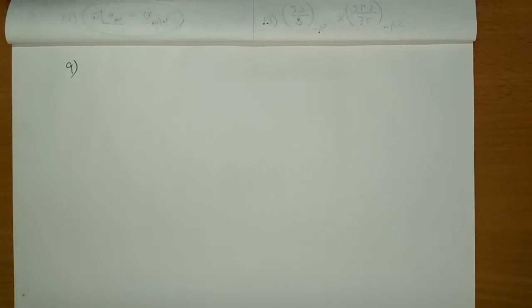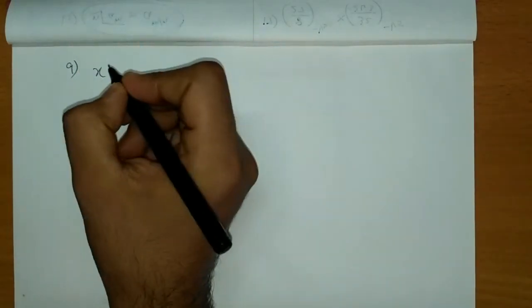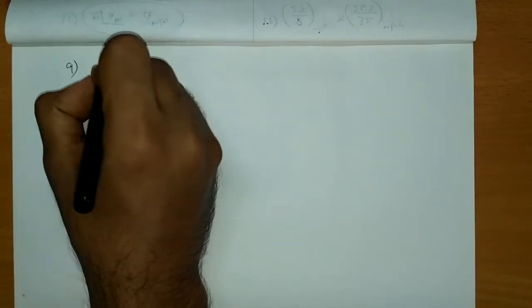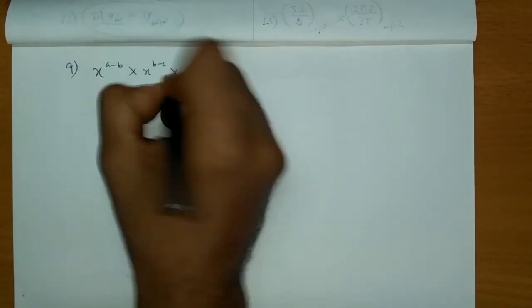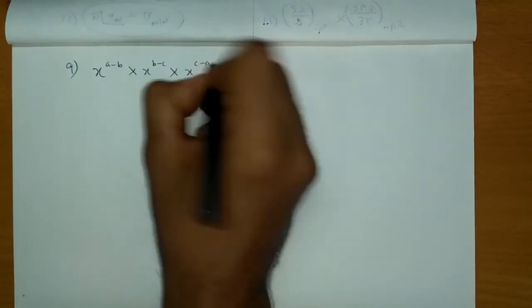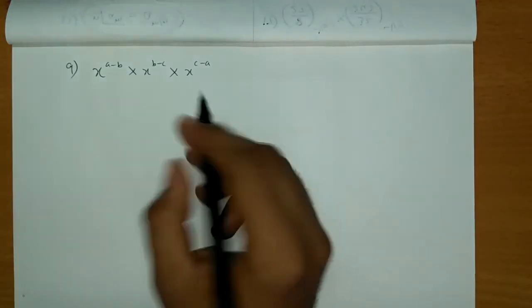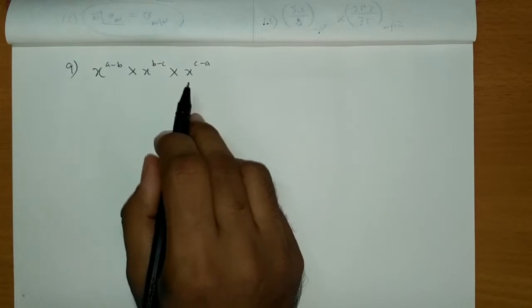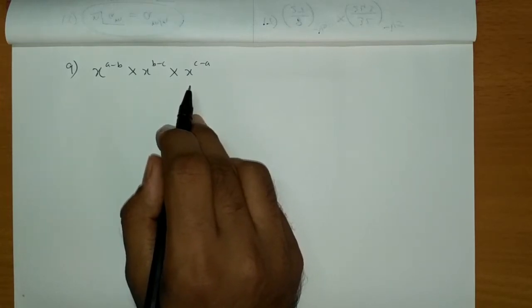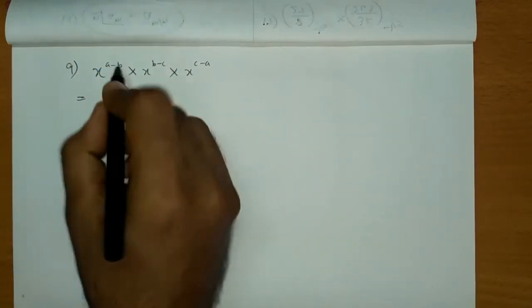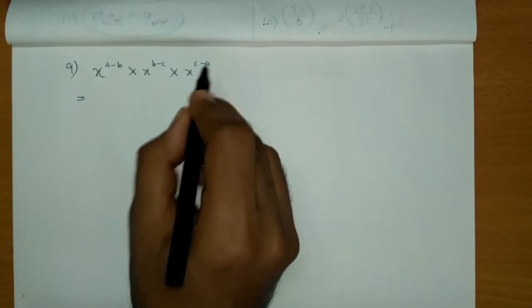अब इसमें है find the value of x raised to a minus b into x raised to b minus c into x raised to c minus a. Now we use the law of indices. a raised to m into a raised to n is a raised to m plus n. So यहाँ पर हम तीनों पावर्स को ऐड कर देंगे.